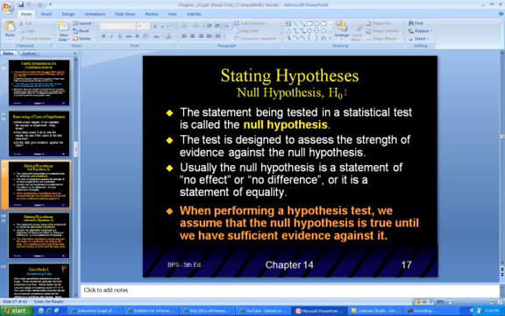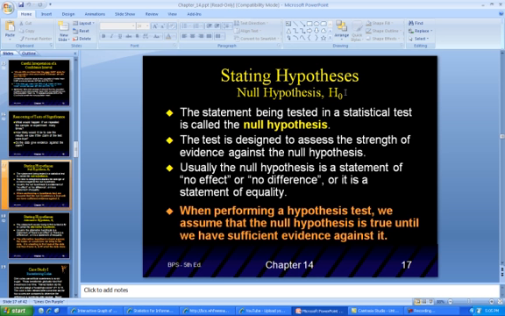a statement of equality. When you perform a hypothesis test, we assume that the null hypothesis is true until we have sufficient evidence against it. Let me give you an example. Let's say that I compared this semester's statistics class with last semester's statistics class, but now I'm using videos and I'm using the live scribe, which I didn't have access to in previous classes. So the null hypothesis would say that there is no difference in a student's output when I use videos as the ones I just mentioned. Okay, so there's no difference. That would be the null hypothesis.